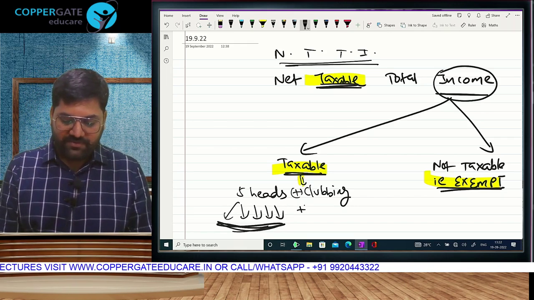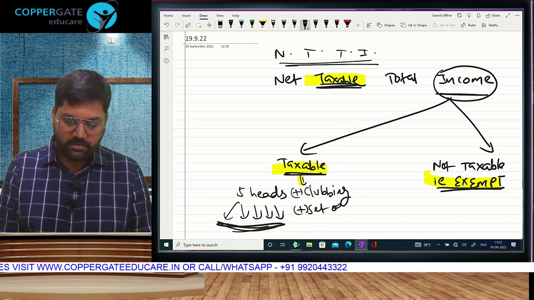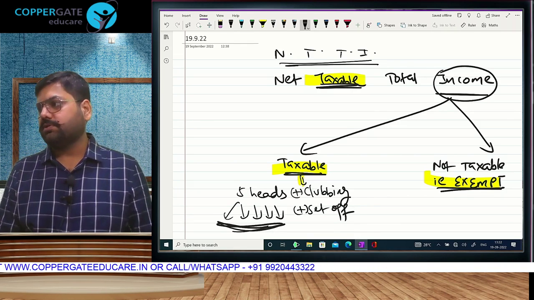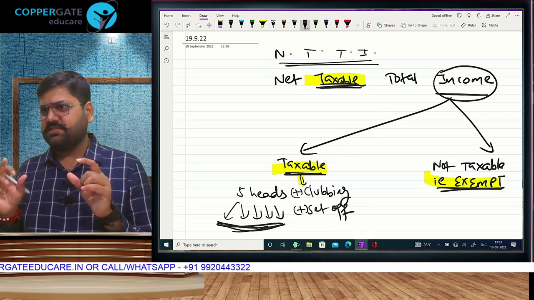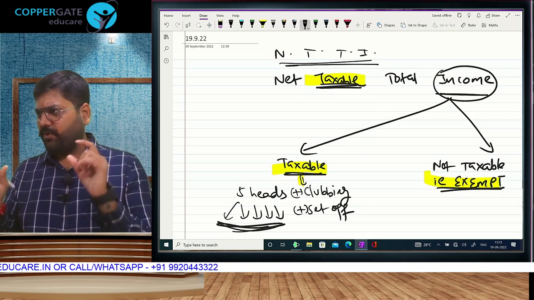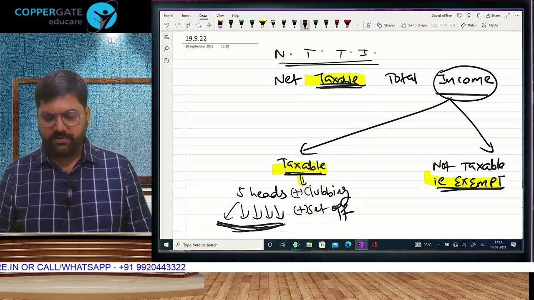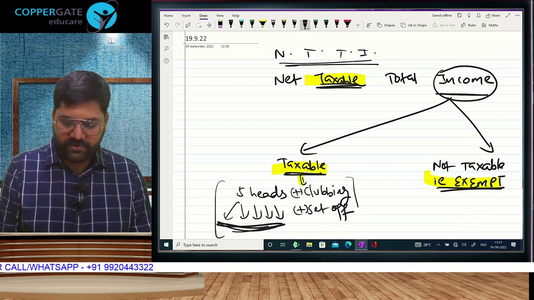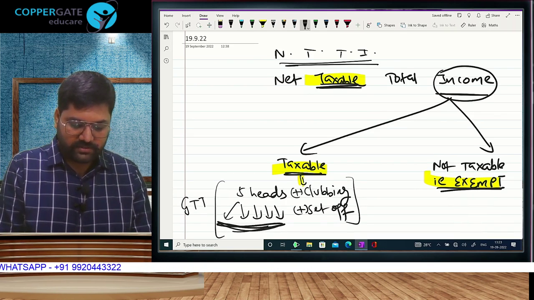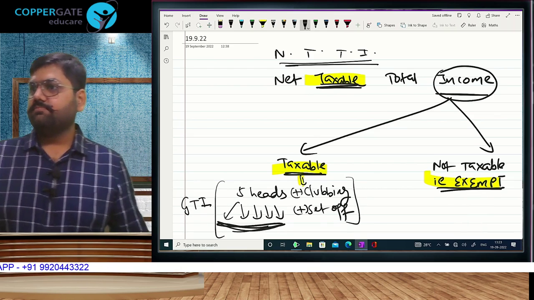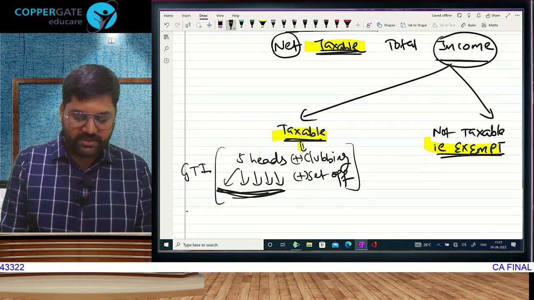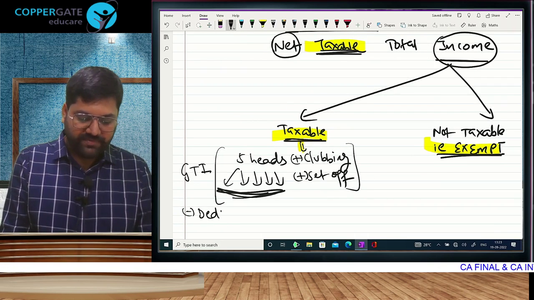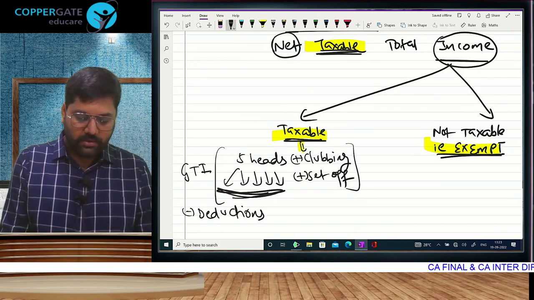Here only we have the chapter set off of losses. Did I tell you about this? I have 2 businesses. One profit, one loss, adjust. That's set off. This total will give us our gross total income. But we have to pay tax on net income. From this gross total income, we will get something called deductions.